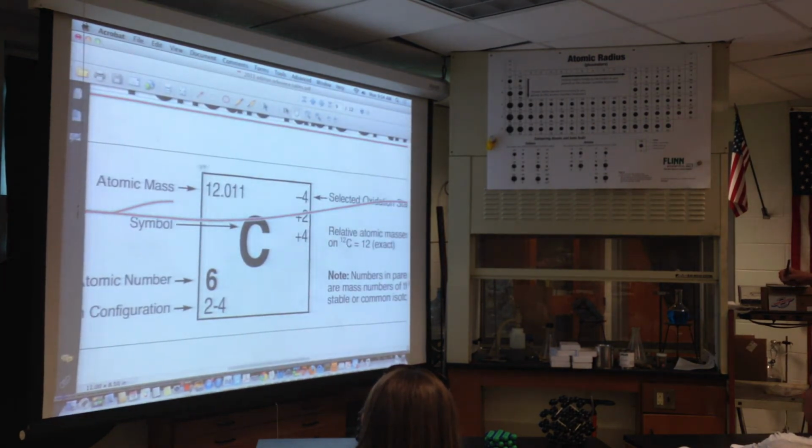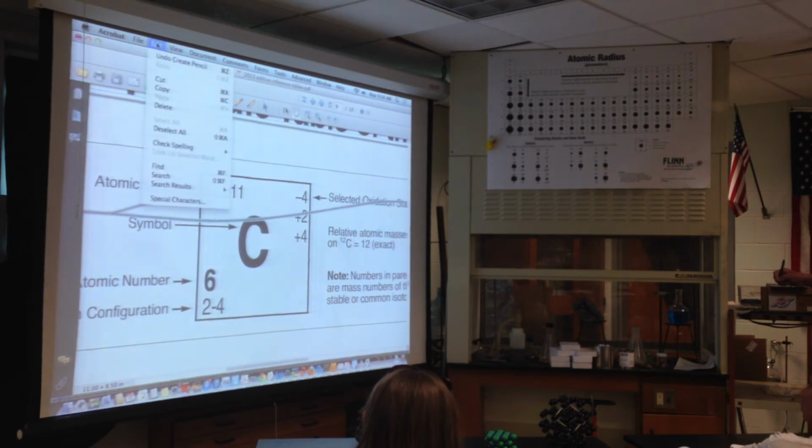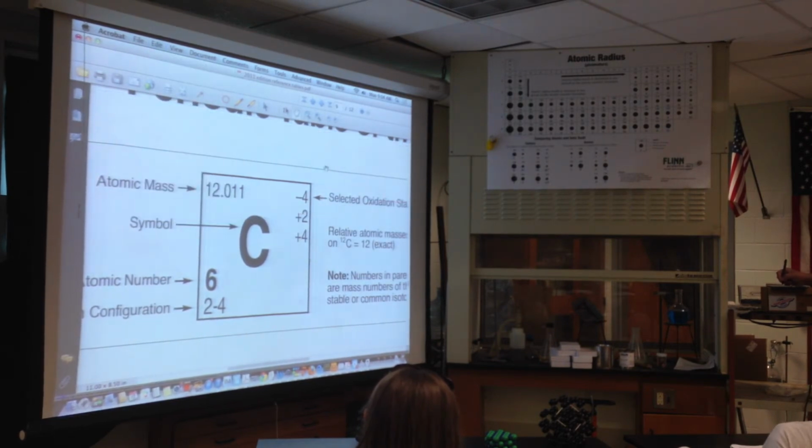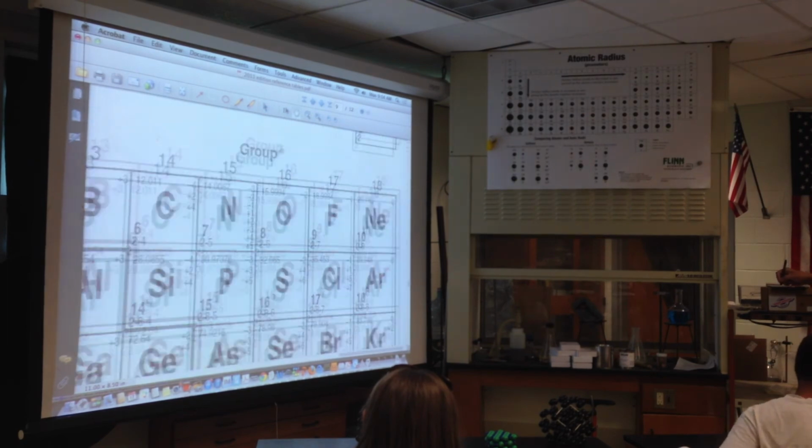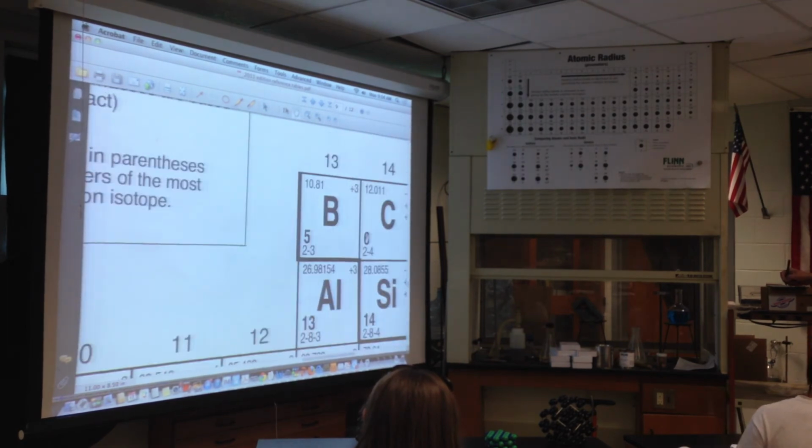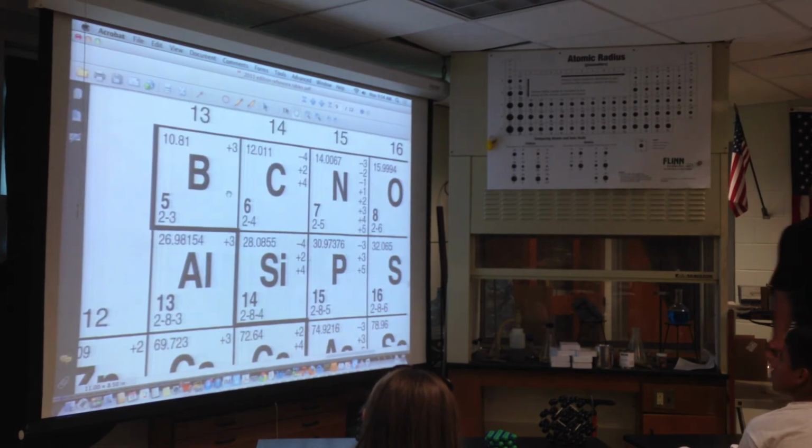Okay, so you go to carbon-12. The most abundant isotope is 12, and the atomic mass is 12.01. That's because of the averaging.